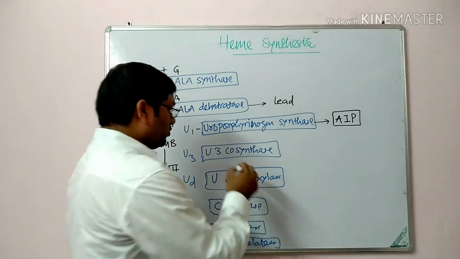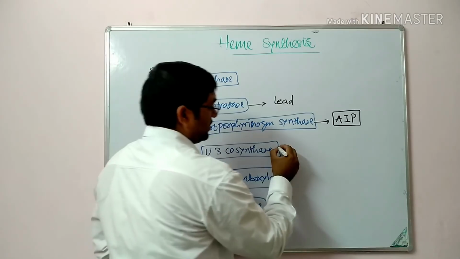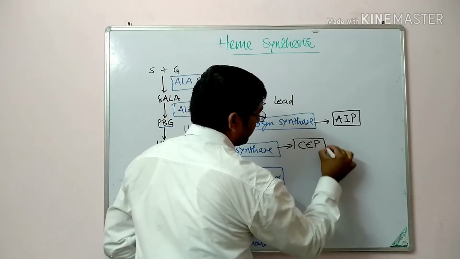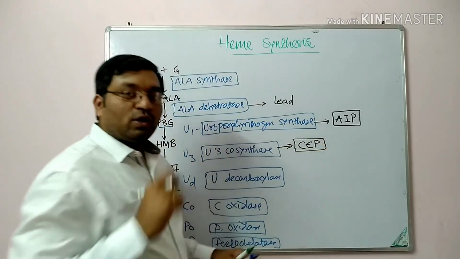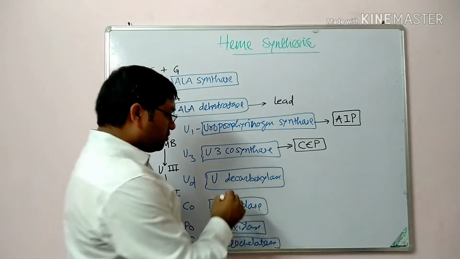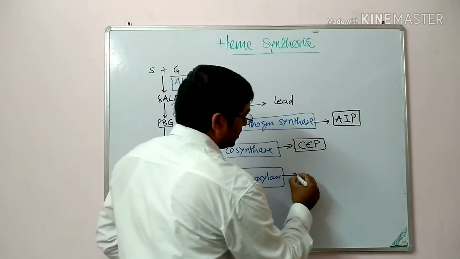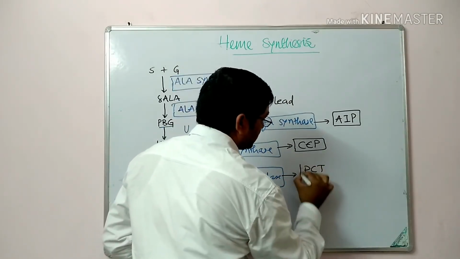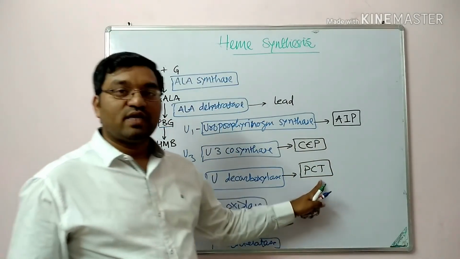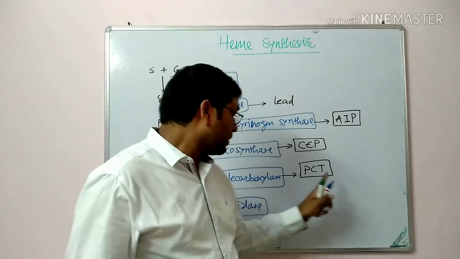Then deficiency of uroporphyrinogen III cosynthase leads to the disorder known as congenital erythropoietic porphyria. This is the only porphyria which is autosomal recessive, all others are autosomal dominant. Then uroporphyrinogen decarboxylase deficiency leads to porphyria cutanea tarda. This one is the most common porphyria and it has cutaneous manifestation, that is photosensitivity.